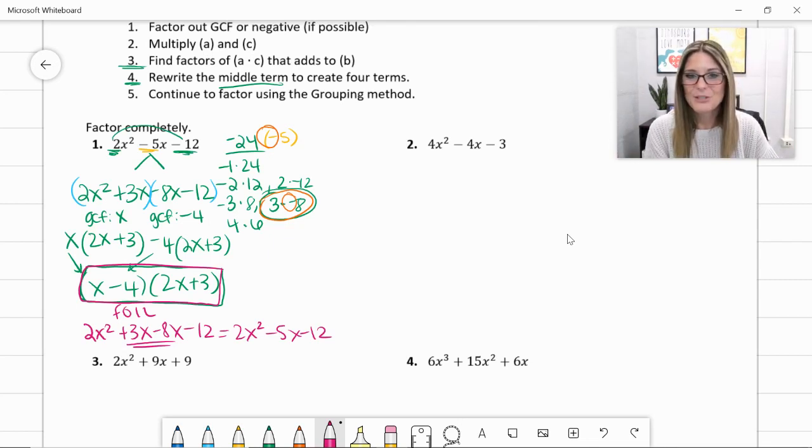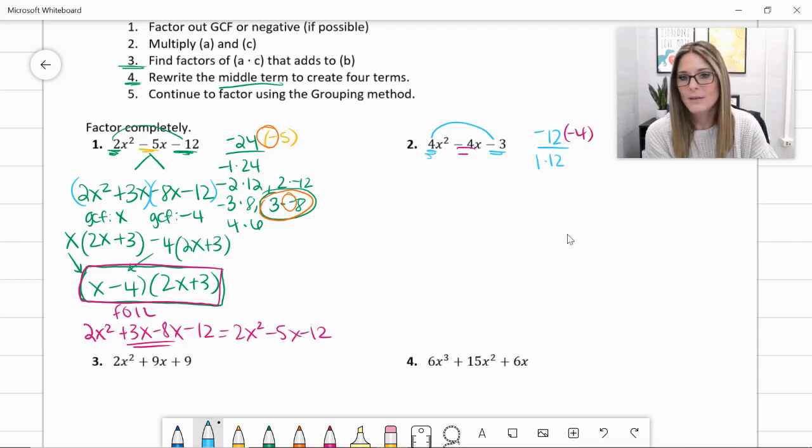Let's do it again. Number 2, 4x squared minus 4x minus 3. We do have a leading coefficient, so I'm going to multiply 4 and negative 3 together to give us negative 12, just putting some scratch work here to the side. I need it to add up to negative 4. So let's list those factors of negative 12. 1 times 12, 2 times 6, 3 times 4, and I think that has us covered.